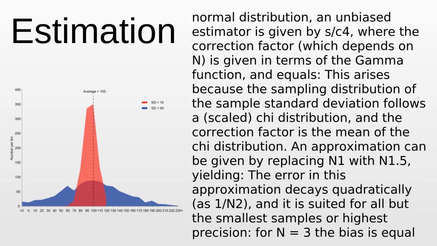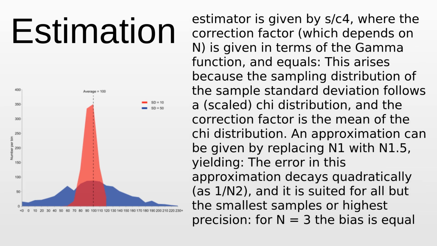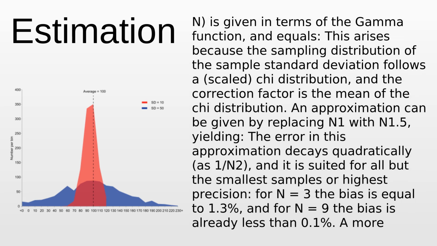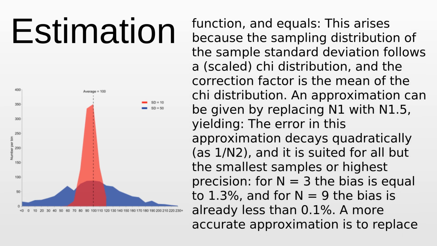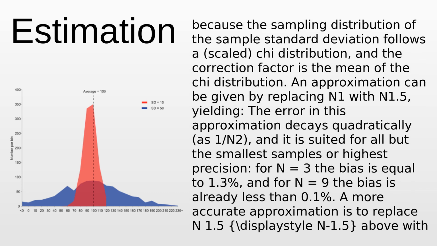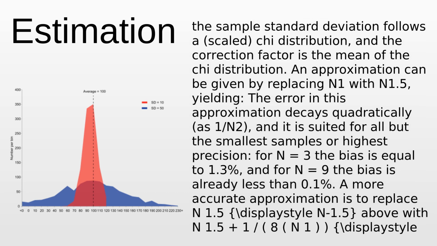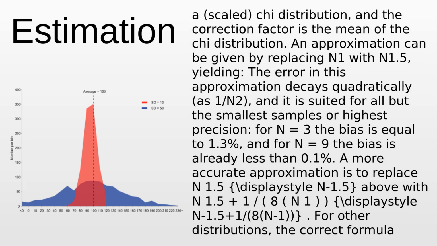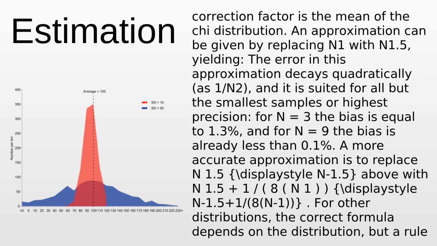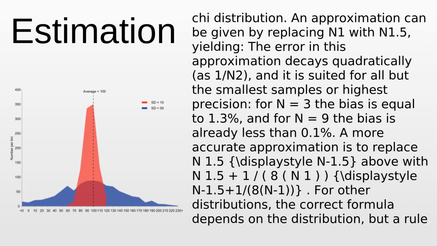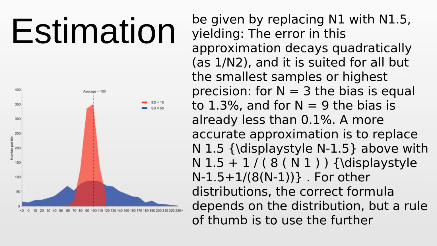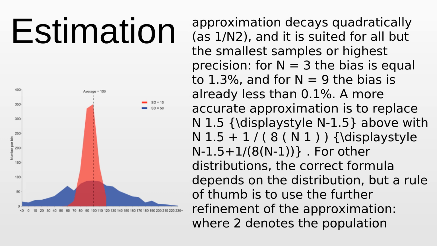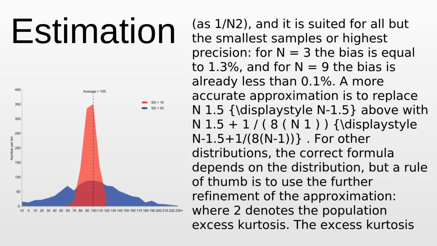An approximation can be given by replacing n−1 with n−1.5, yielding the error in this approximation decays quadratically as 1/n², and it is suited for all but the smallest samples or highest precision. For n equals 3 the bias is equal to 1.3%, and for n equals 9 the bias is already less than 0.1%.